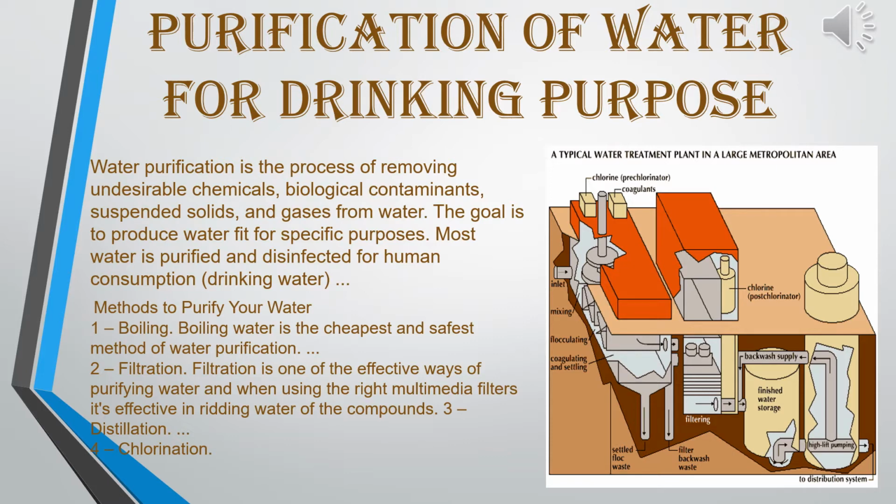See the diagram at the index. A typical water treatment plant in a large metropolitan area. That means it's water purification at large scale. Okay, the total process has been described in a very nice diagram where the chlorinated portion, filtering portion, everything is there. Backward supply, settled flock waste, everything has been cleared. If we see it properly, we will understand.